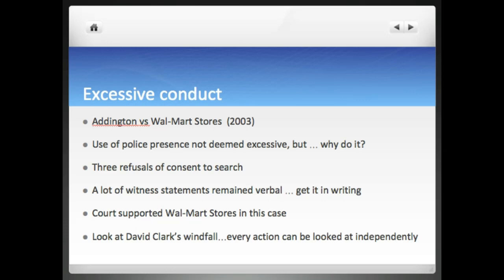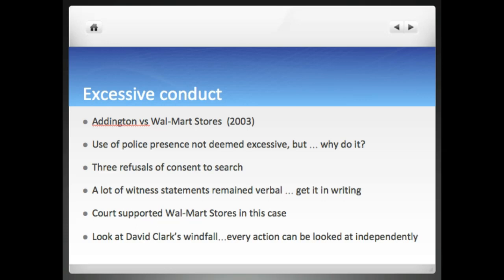They had a police car parked in the driveway. Walmart claimed it was for their own protection, but it was really to coerce the person into thinking that if they didn't consent to the search, they were going to jail. There's no way that wasn't what it was used for. That type of conduct was really a threat and a coercion into agreeing to a search. The court did find the search was okay.